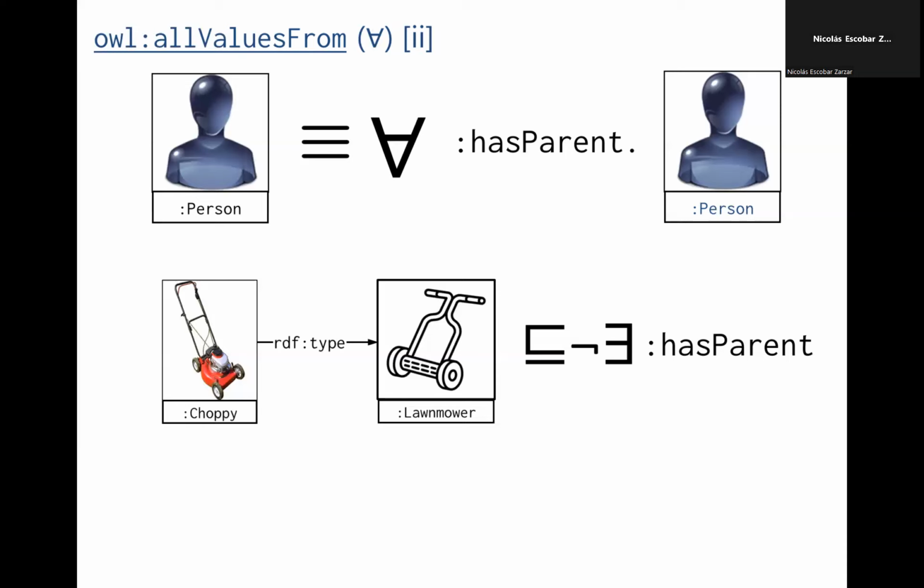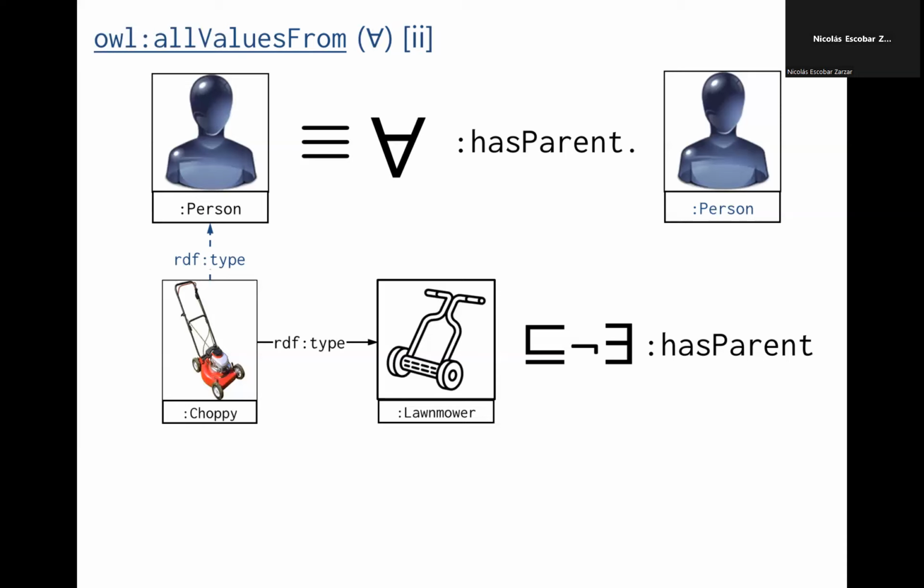We can infer that Choppy is an instance of this class definition here, which means that Choppy is a person. So we don't want to define this in general, right? If this class refers to all the things where all of their parents are people, then if we have something that has no parent, it's in this class. All of its parents are people because it has no parents. So it's trivially true. This is a little bit counterintuitive, so we need to be a little bit careful.